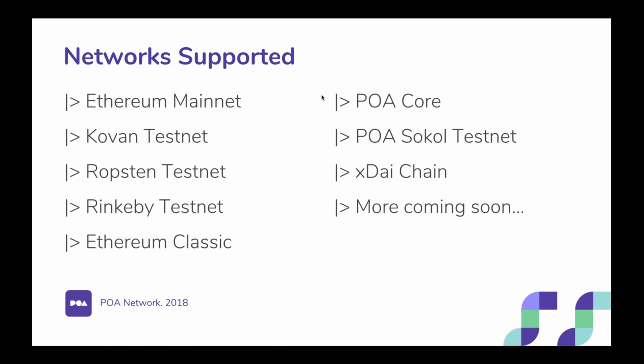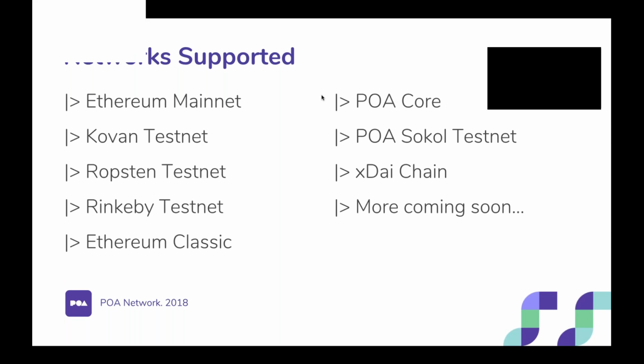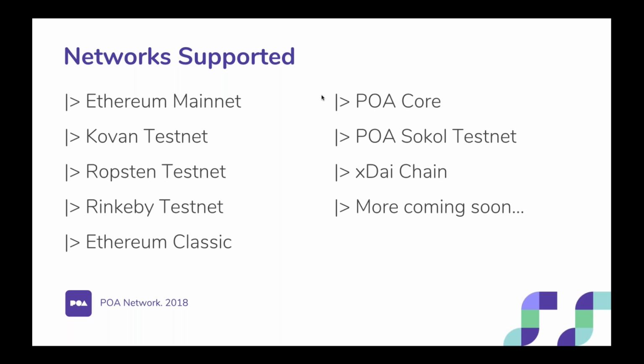That's okay though. So we currently support 8 networks, including Ethereum mainnet, the 3 test nets of Ethereum, including Kovan, Ropsten, Rinkeby, Ethereum Classic, and again, our 3 POA chains, which is POA Core, which is our mainnet, POA Sokol, and the XDAI chain, which is our newest chain recently.